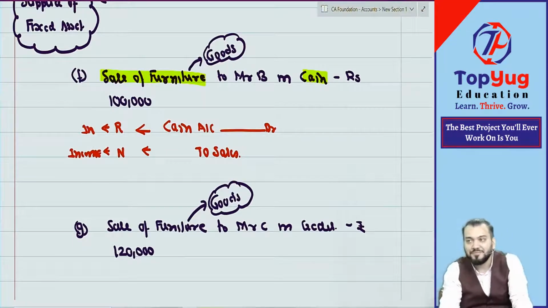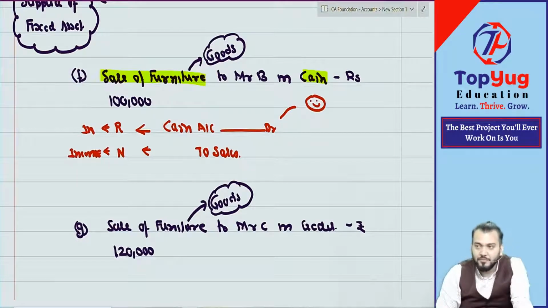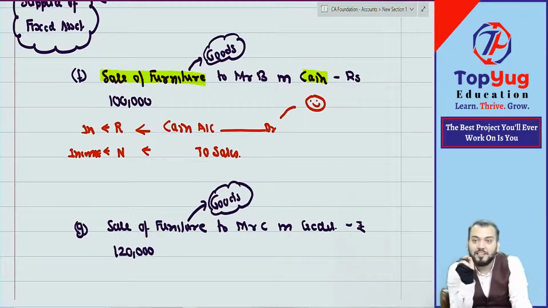Nothing to worry. Give one smiley. Smiley means when you have made a mistake, just give a smiley like this, so that when you are doing revision, you will identify, yes, I made that mistake. Now we have rectified it.